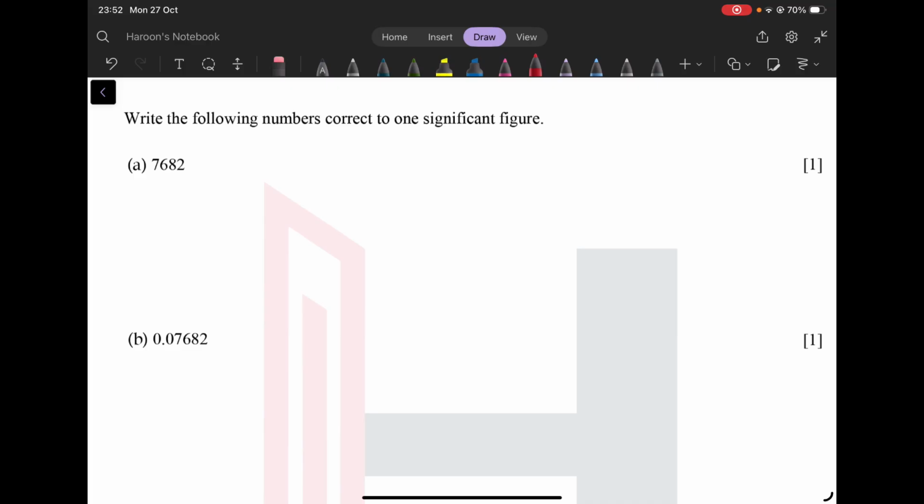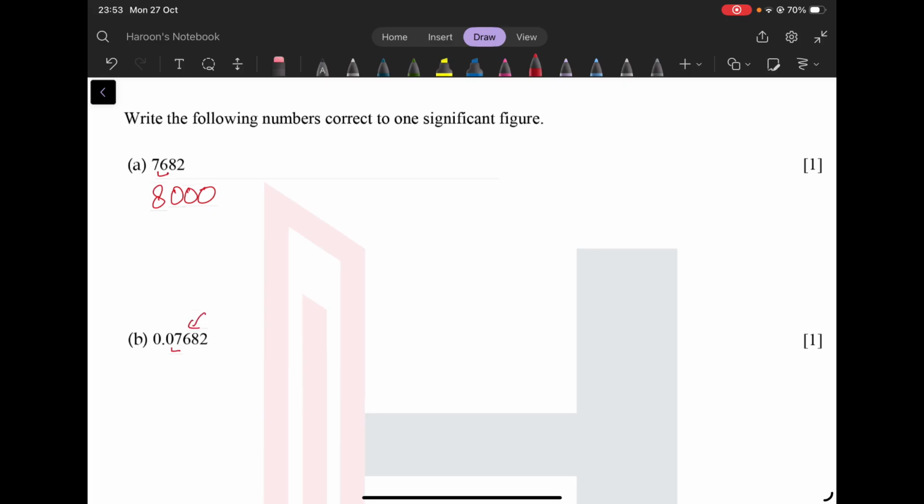Next, we'll write the following number correct to one significant figure. So I'll have a look at the second significant figure. This is 5 or greater than 5. So we add 1 to the previous digit, it becomes 8. And then we do need to replace all the numbers before decimal with 0. So 0, 0, 0.